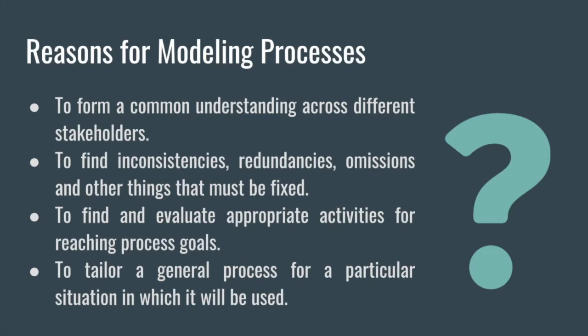Also, through modeling, we can easily find inconsistencies, redundancies, and omissions, or any other thing that must be fixed. So this is going to help us achieve all these changes and fixes at the beginning or during the software process, or the process in general, instead of at the end. It also helps us to find and evaluate appropriate activities for reaching the process goals, what is going to take us there faster and how, and also to tailor a general process for a particular situation in which it will be used.